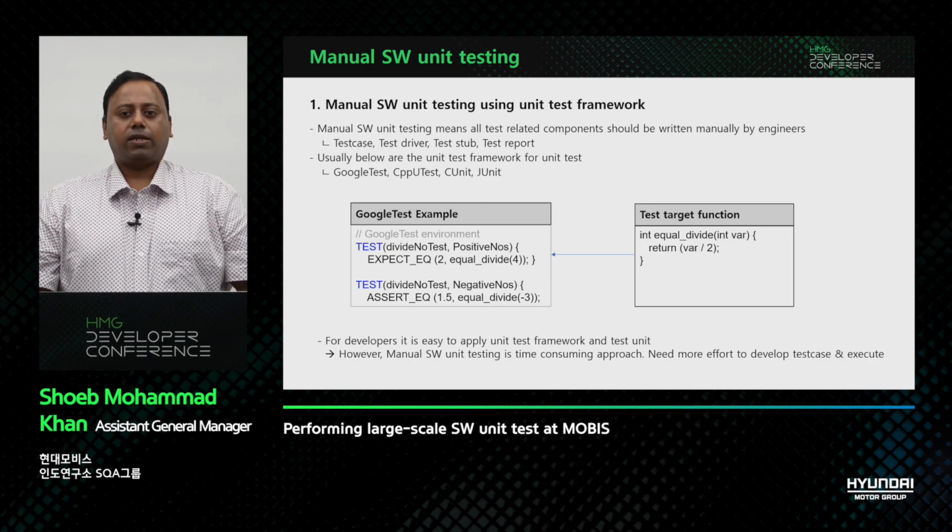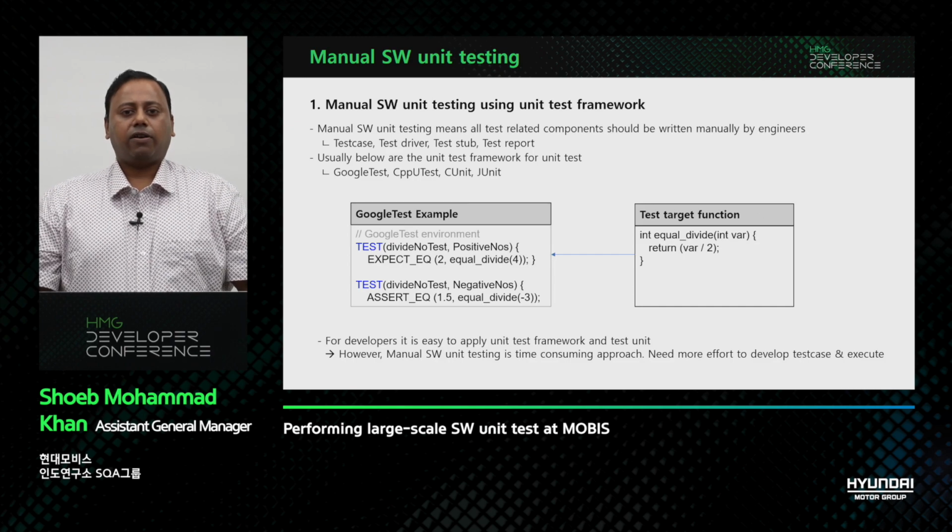Manual software unit testing involves the engineer manually developing all the test-related components, including test cases, test driver, test stub, and test data. Various unit testing frameworks are available for different programming languages, including Google Test, CppUTest, CUnit, and JUnit. Here is an example using Google Test.